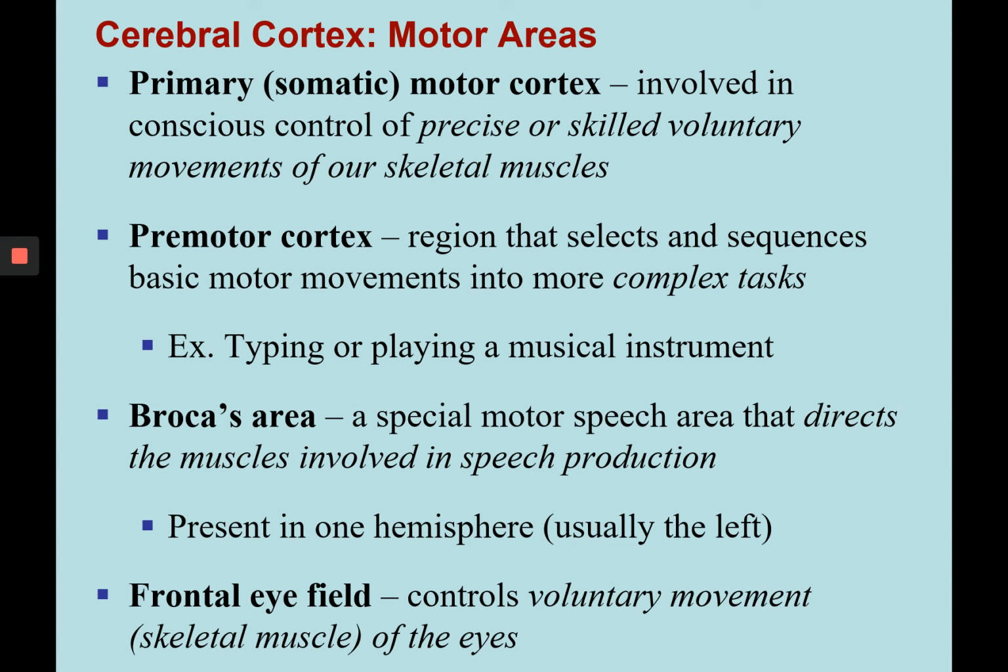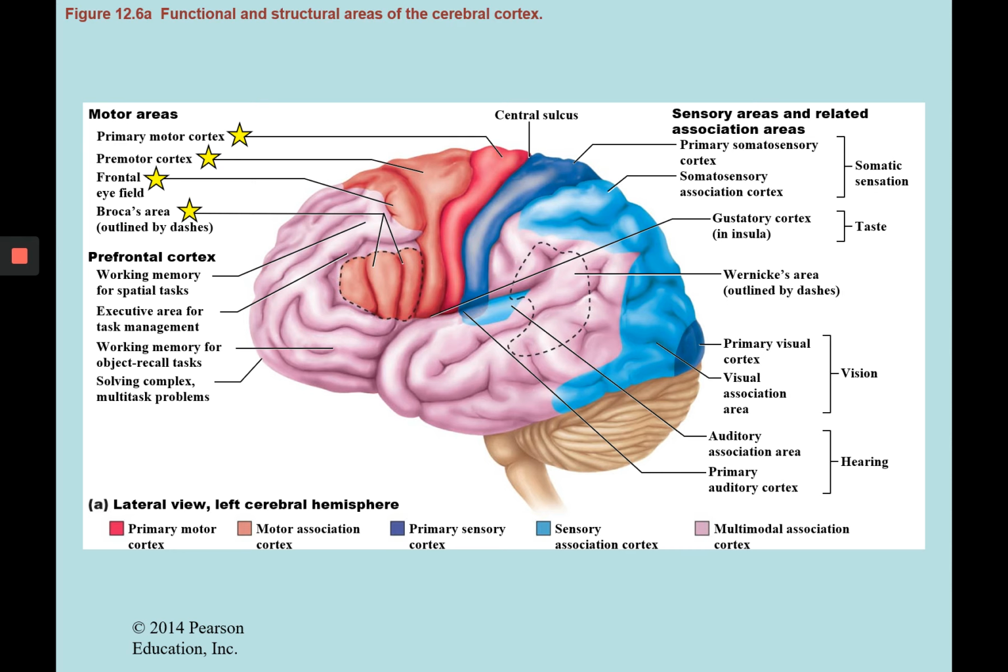Next, we're going to talk about the frontal eye field, and this is just going to control voluntary movement of the eyes. Again, it's controlling skeletal muscle. Around your eyes, you have 6 extrinsic skeletal muscles responsible for movement of the eyes. So here I've just pointed out those areas.